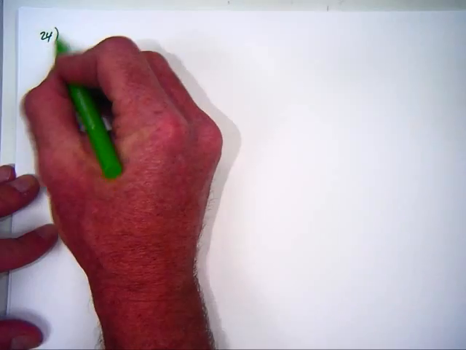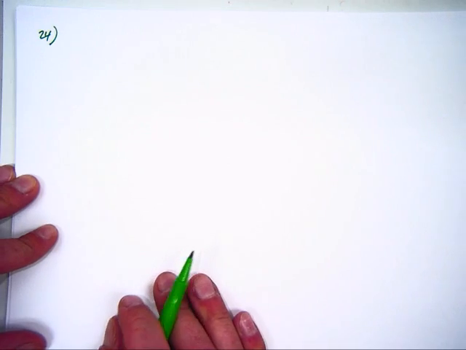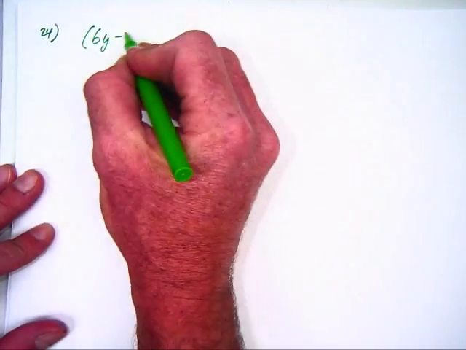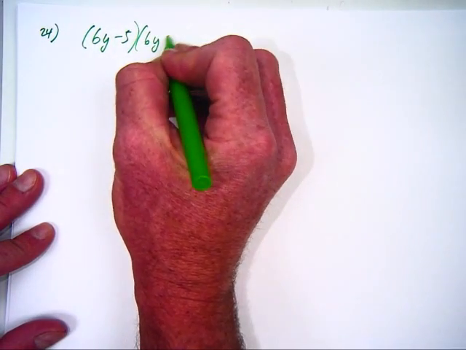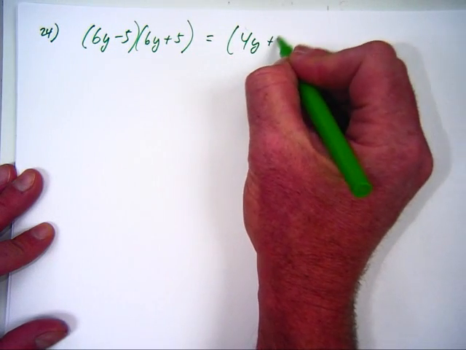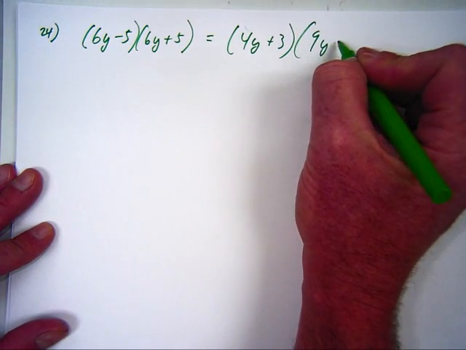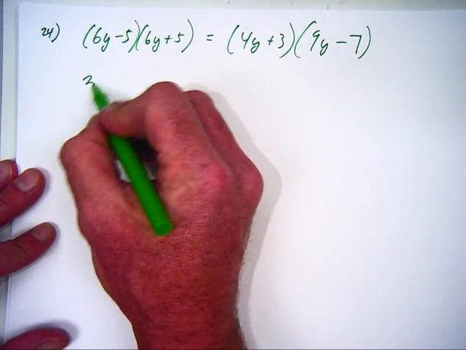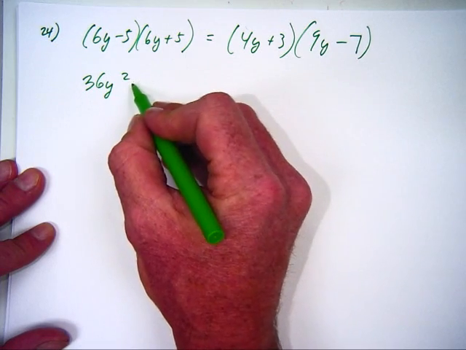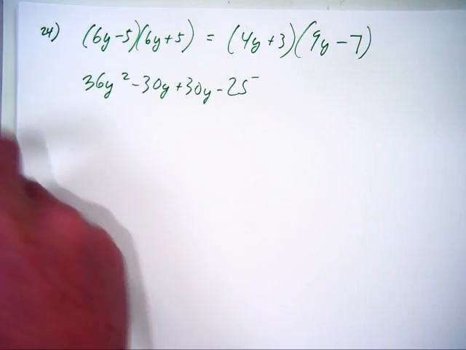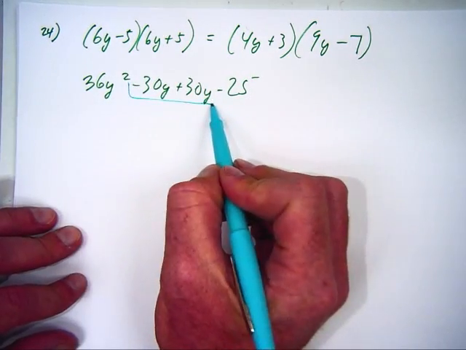Let's look at number 24. Switching to green now, I guess. This just looks like a lot of distributing and foiling. Let's FOIL this out. Let's make sure we don't make any mistakes. We got 36y squared minus 30y plus 30y minus 25. This looks like a difference of two perfect squares because these are going to cancel out.